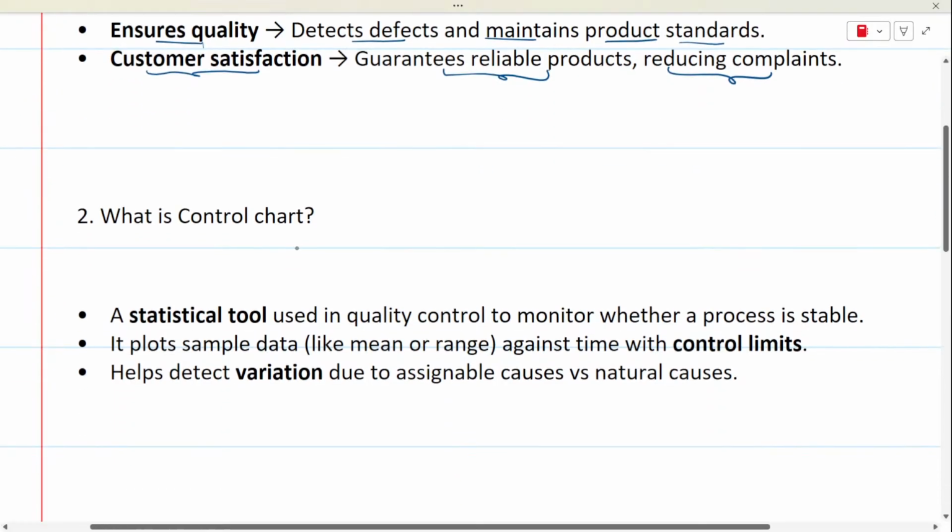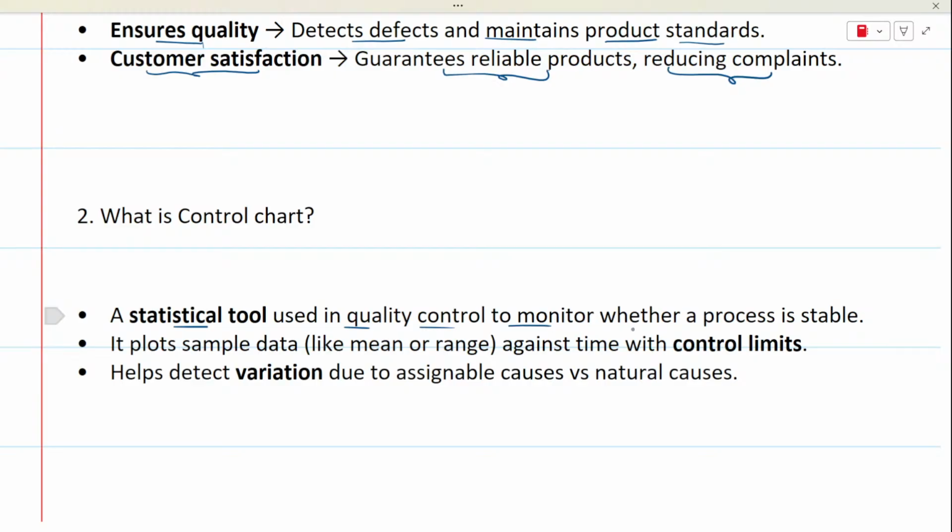Moving to next question, what is a control chart? Control chart is a statistical tool used in quality control in order to monitor whether the process is stable or unstable. It basically plots the mean or the range against the time within the controlled limits.